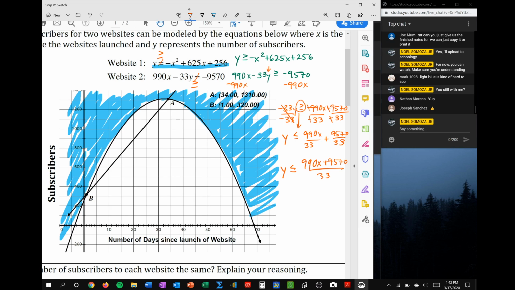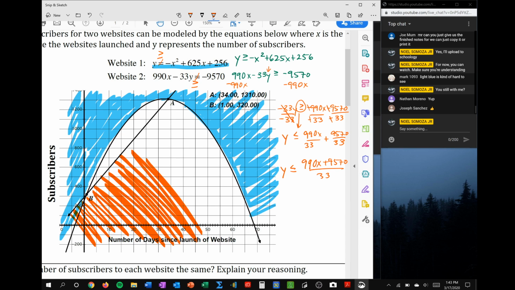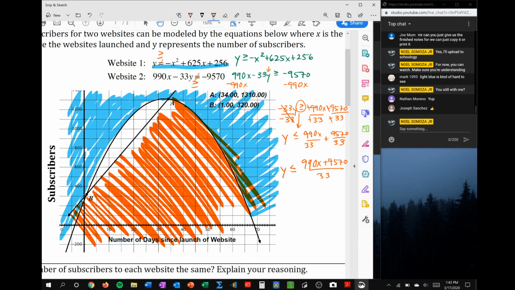So if my line is less than, where do I have to be? Sorry, where do you have to be to be less than the line? Well, underneath, right? So it's all of this. Imagine that the line extends further. Okay, so everything in here counts.